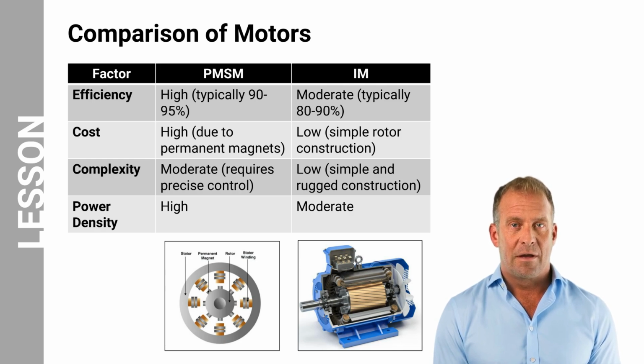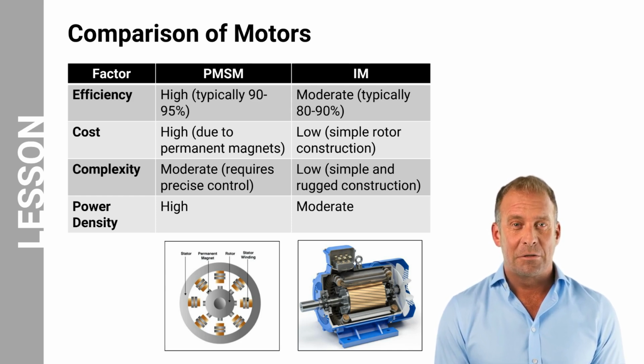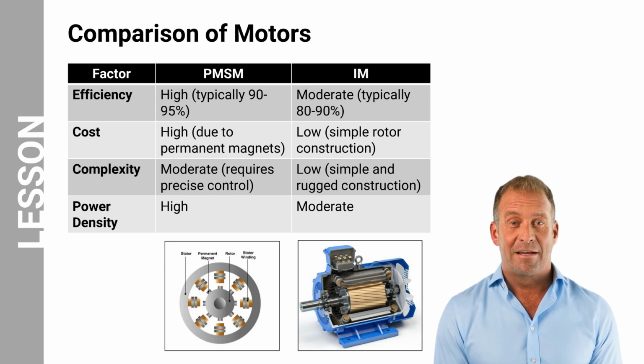Induction motors, on the other hand, have moderate efficiency, typically ranging from 80 to 90%. They have the lowest cost among the two motor types due to their simple rotor construction and rugged design. IMs also have low complexity, making them easy to manufacture and maintain. PMSMs offer high power density as compared to induction motors.